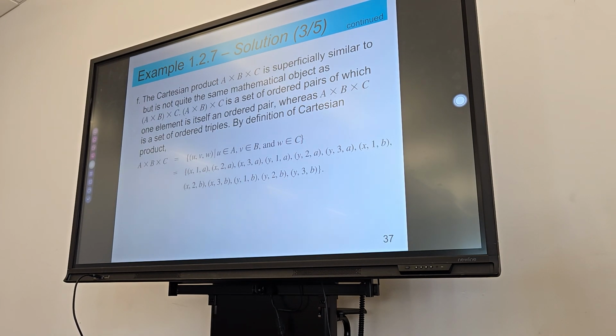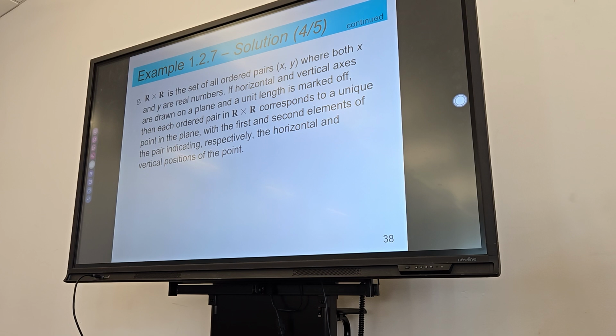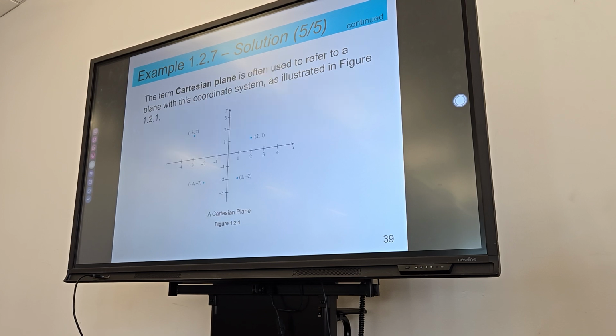All right. And we went through that. And we also talked about the R Cartesian product with R, which is X and Y, and that's the horizontal and vertical axes of the Cartesian plane. Cartesian graph.